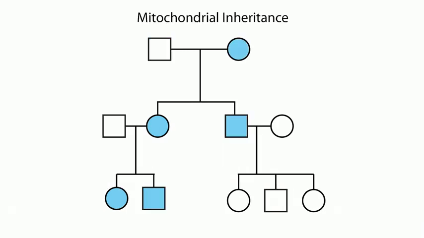Then the last one is mitochondrial inheritance, which is transmitted only through the mother. And all offspring of the affected females may show signs of the disease regardless of sex, because all of your mitochondrial DNA comes from your mom, right?